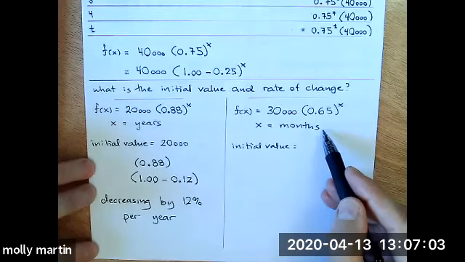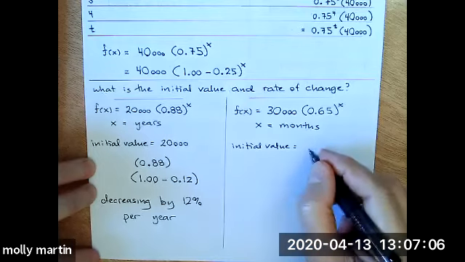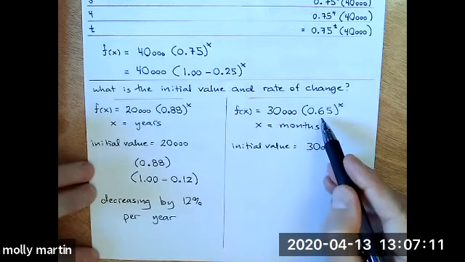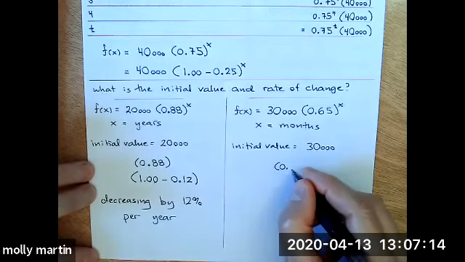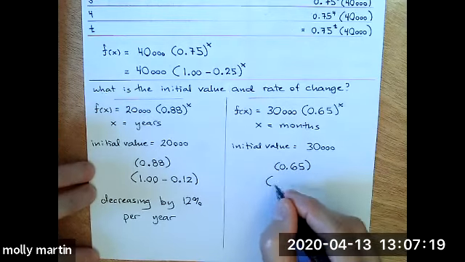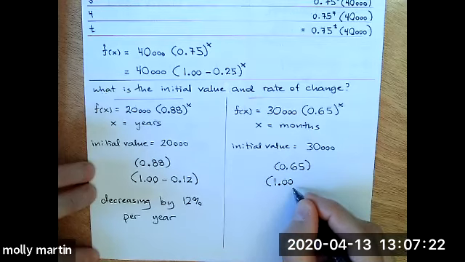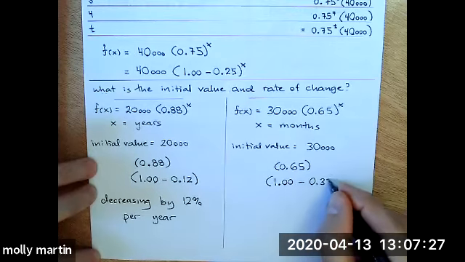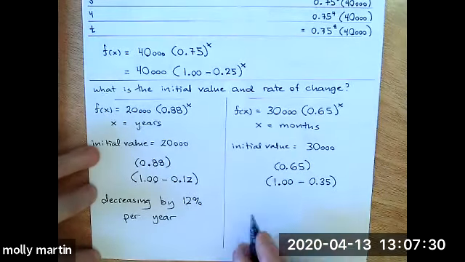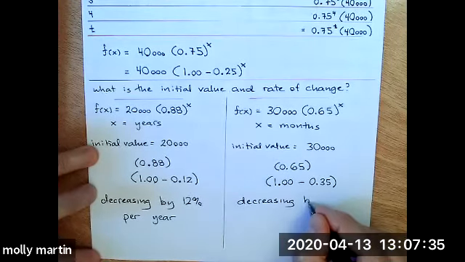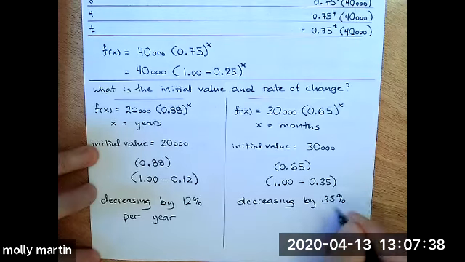For this function, x is the number of months. The initial value is 30,000. To find the rate of change, we look at the base of the exponential function. 0.65 is 100% minus what percent? Well, that would be 0.35. So this function is decreasing by 35% per year.